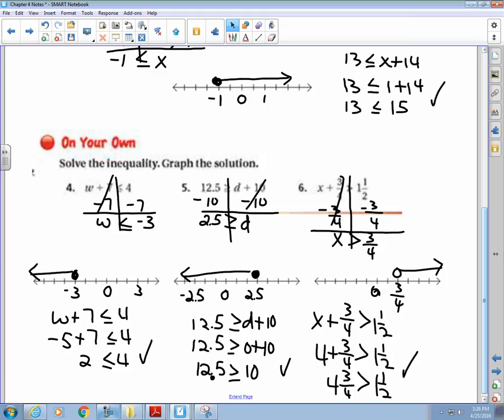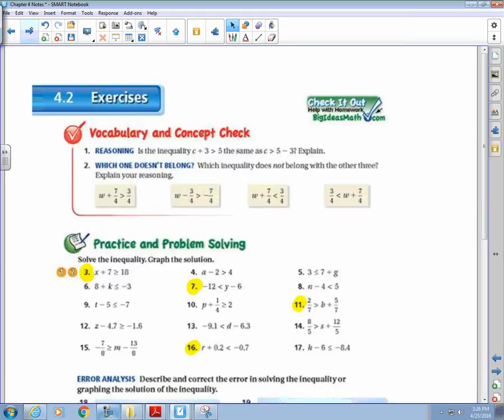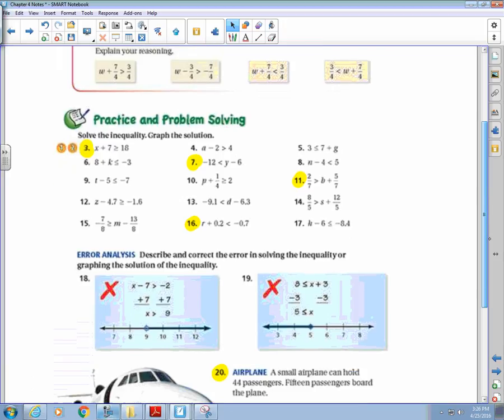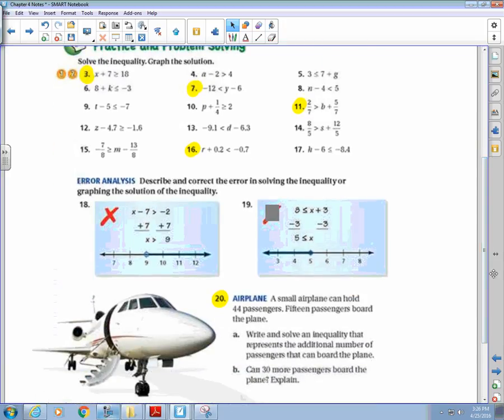All right, so that's the lesson. We have some exercises here, and I've highlighted some of the questions. Those are the ones that we want to see you do to show that you understand the lesson. And if you can't do these problems, then you need to be asking questions. So you're going to do number 3, number 7, number 11, number 16, and number 20, parts A and B. Do those, make sure you bring those in and turn them in to your teacher. And again, if you have any questions, be sure to ask when you come back to school.